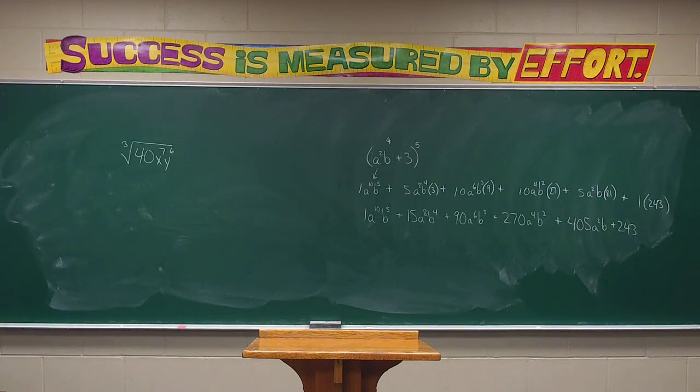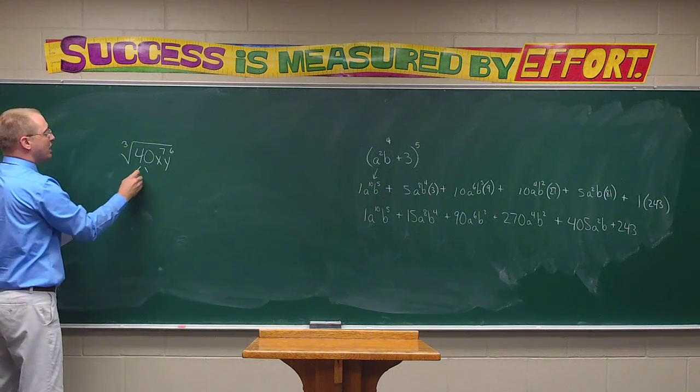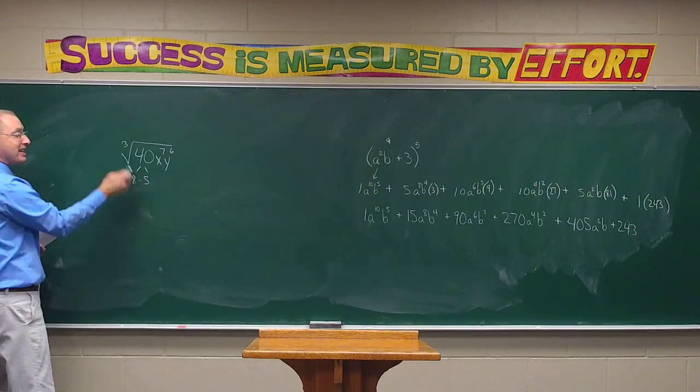Now, we can't take the cube root of 40, right? But I could factor the 40 into 8 times 5, right? Now, not 4 and 10, though that might be your initial thought, but for a square root, 4 and 10 works great. Here we're going to need the 8 and the 5 because we need something I can take the cube root of.